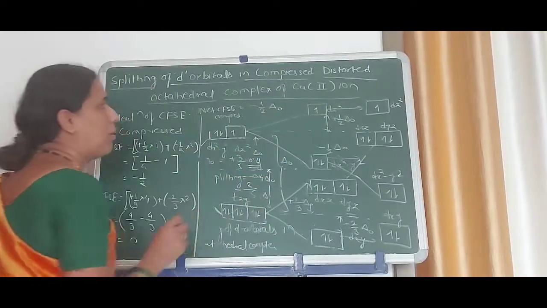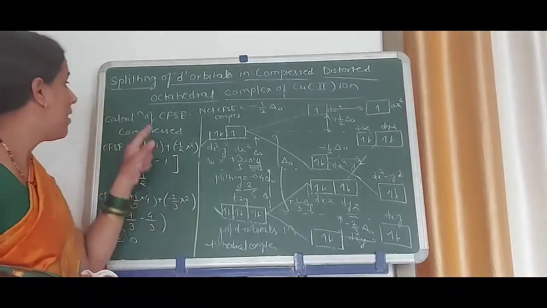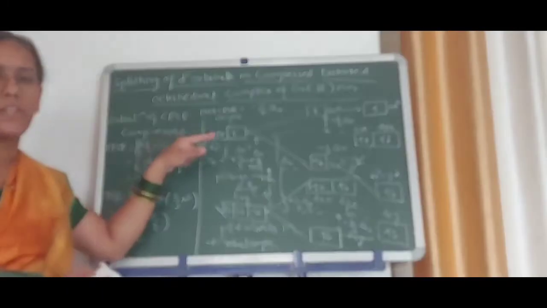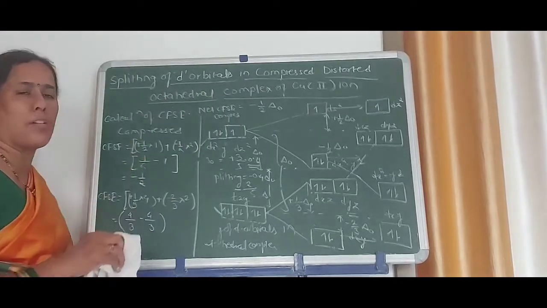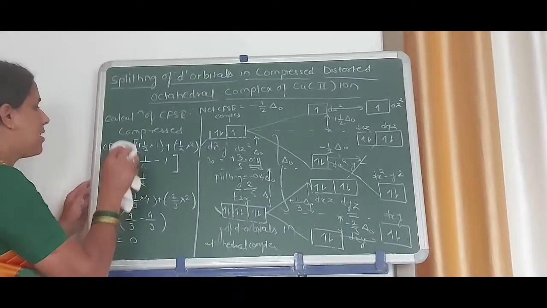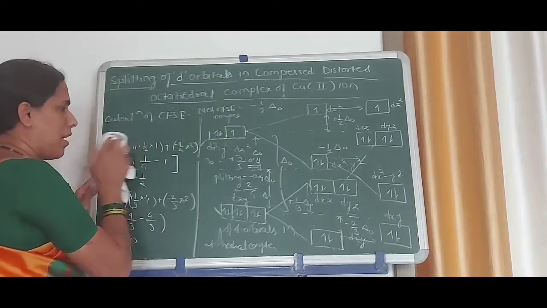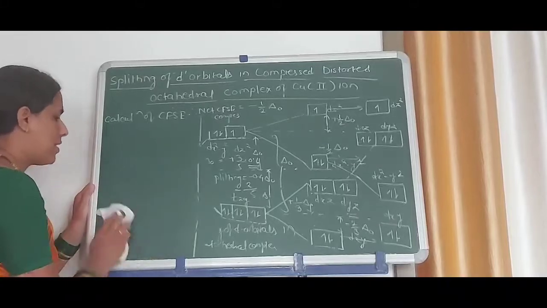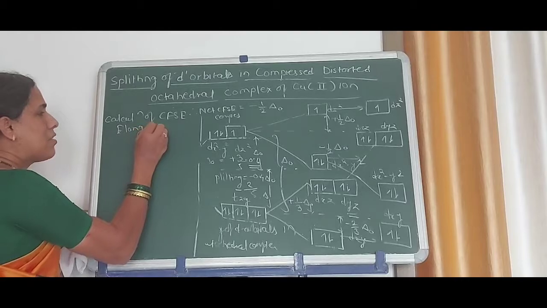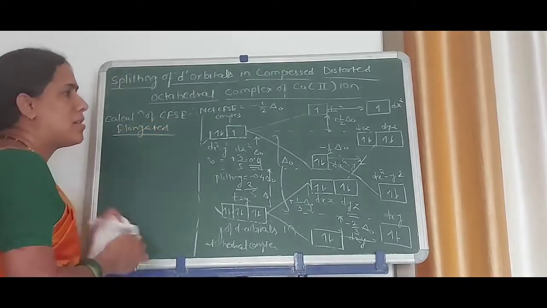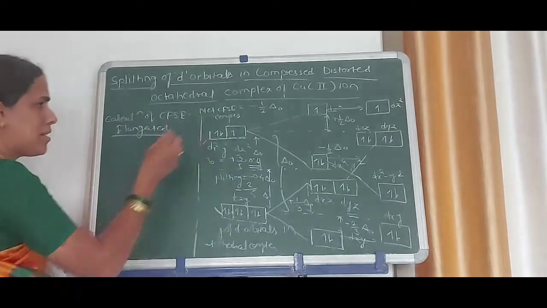for compressed mode, that is equal to minus 1/2 delta octahedral. That is derived from the octahedral. Now we go for the calculation of CFSE for an elongated distorted octahedral complex. What is this? See here, instead of this compressed mode, the final value is minus 1/2 octahedral. Now for CFSE calculation for elongated, in the last lecture we have seen about elongation. Just invert these energies. Which energy is higher here?